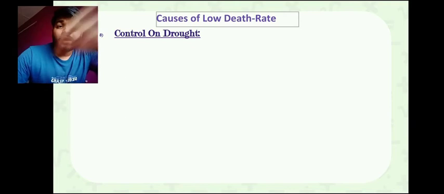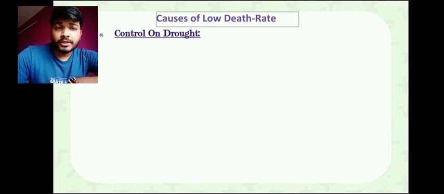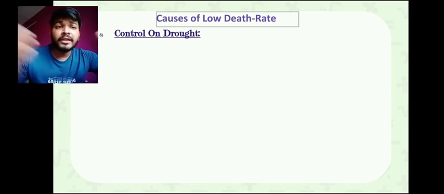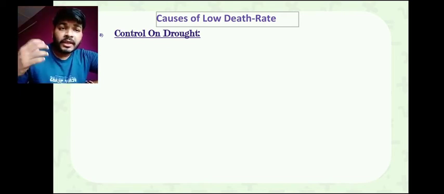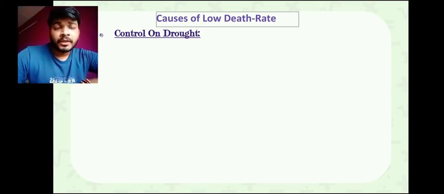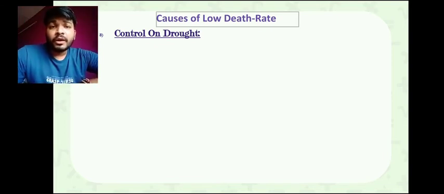Now coming to the third one, that is control on droughts. What is drought? Drought is famine. Famine मतलब क्या भाई? दुकाळ पड़ जाता है. When there is no rain, a situation occurs where the farmer who is growing crops and waiting for the rain to rain so that their crops can grow very well, but that time the rain does not fall. It is a situation where the whole year the rain does not fall on that particular crop or on that particular place. So it is called a drought. It is called a famine.